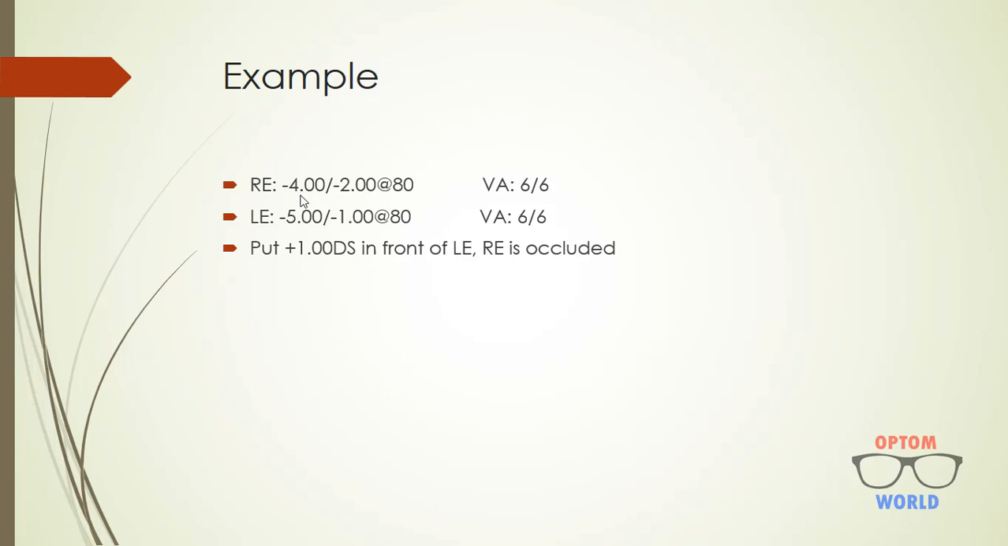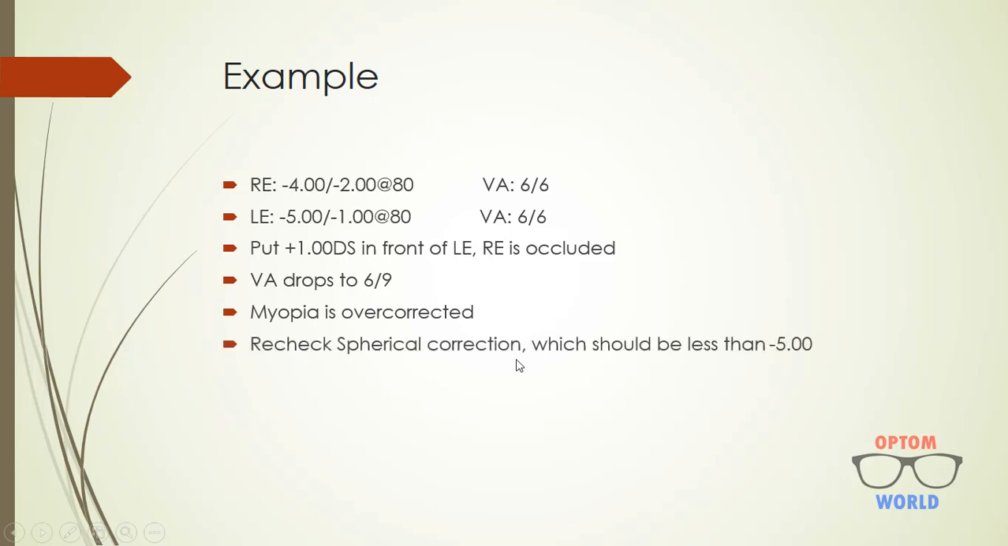Now in the left eye, same procedure, visual acuity drops to 6/9. It means that myopia is overcorrected. And recheck the spherical correction, which should be less than -5.